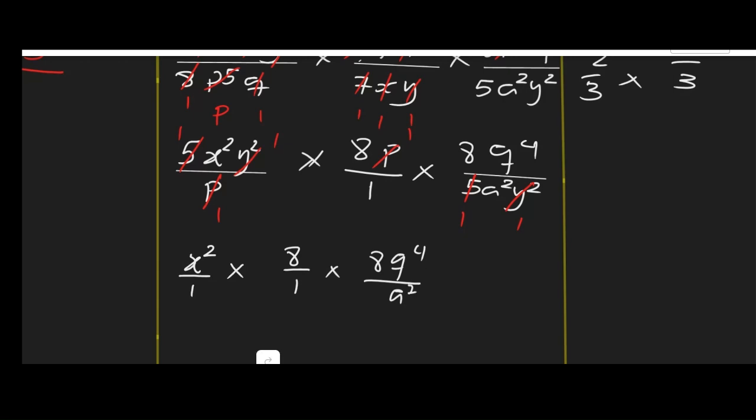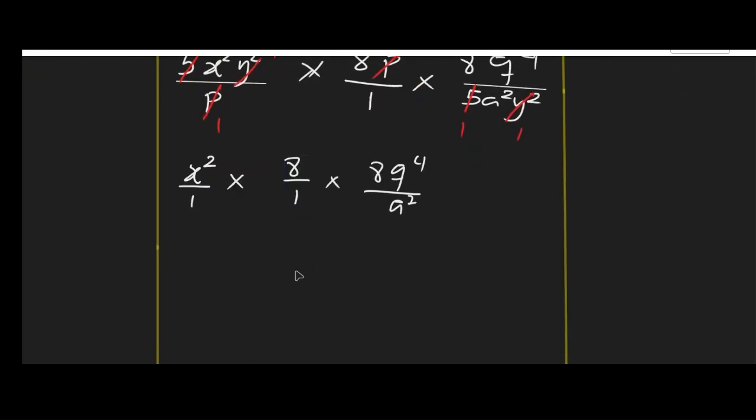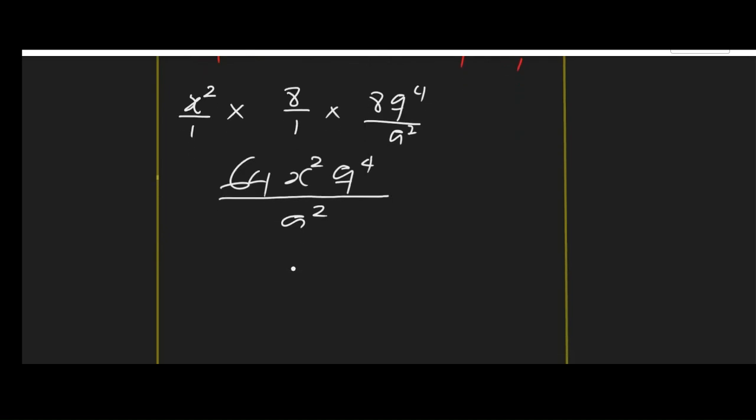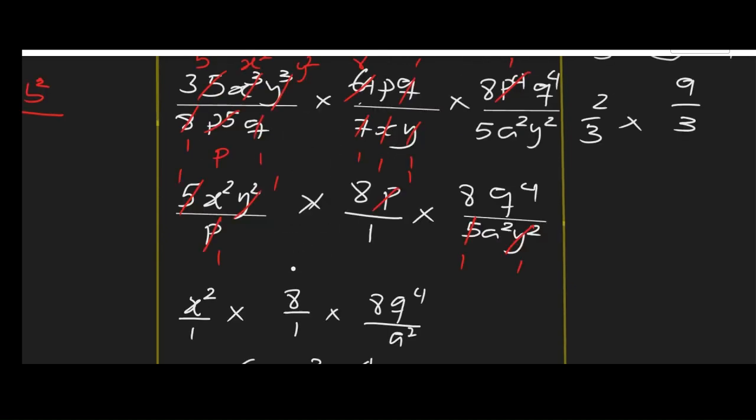Okay, so at this moment we can't simplify again, so we have to multiply. For multiplication of fractions, we just multiply the denominators and the numerators separately. So let's multiply. We have x squared times 8 q exponent 4. So let's multiply the numbers. 8 times 8 is going to be 64. So you have 64 x squared q exponent 4 over a squared. So that is the final answer. Okay, so let's come to the last one.